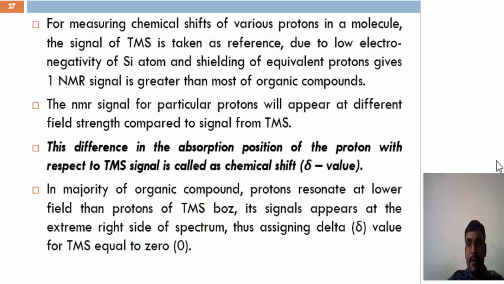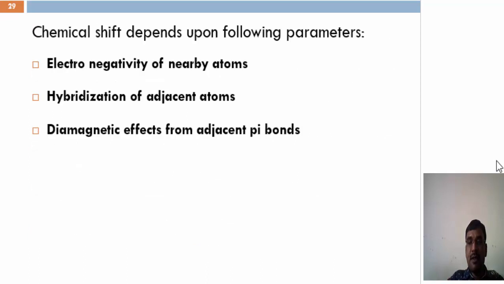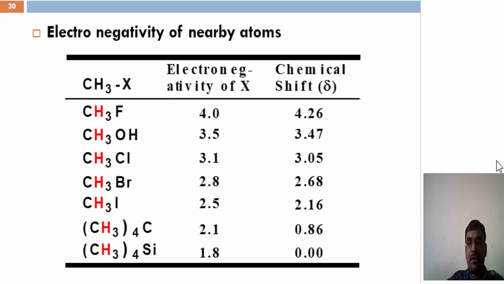The difference in the absorption position of the protons with respect to the TMS signal is called the chemical shift. Any proton or set of protons which absorbs at a lower field than TMS is given a positive value of delta. The chemical shift is calculated using the formula: delta in ppm is equal to the shift downfield from TMS in Hertz divided by the spectrometer frequency in Hertz. Chemical shift depends upon the following three parameters: electronegativity of the nearby atom, hybridization of the adjacent atoms, and diamagnetic effects from the adjacent pi bonds.